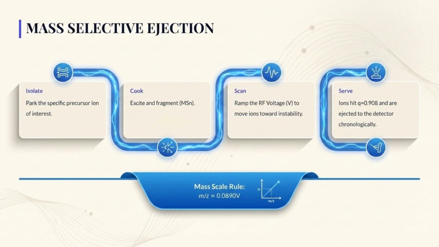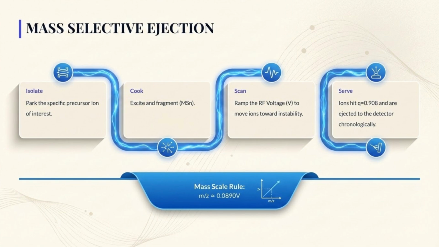After we have chopped our ions into pieces, it is time to serve them to the detector. We do this through mass-selective ejection. By ramping up the RF voltage, V, we move ions along the Q-axis of our stability diagram, one by one, starting from the lightest and moving to the heaviest. They hit the instability limit of 0.908 and are thrown out of the trap into the detector. The mass scale is roughly m over z equals 0.0890 times V. It is like a perfectly timed conveyor belt, serving your data in a neat linear mass scale so the computer can record the spectrum.